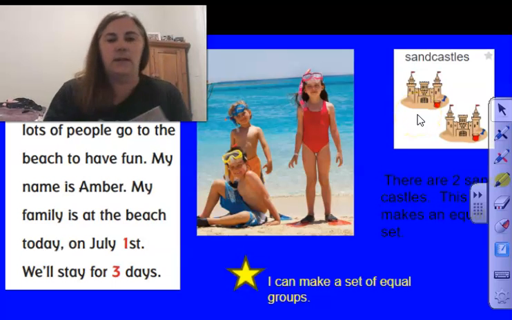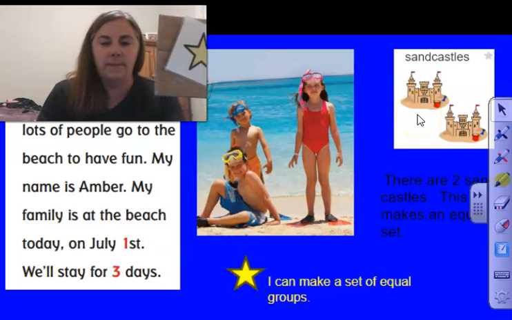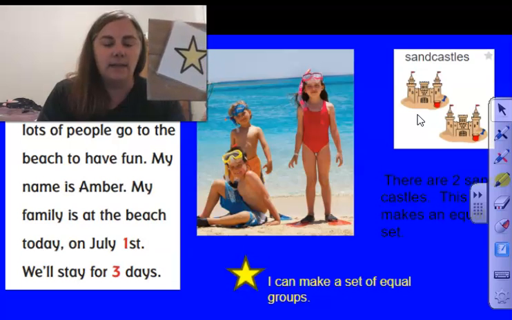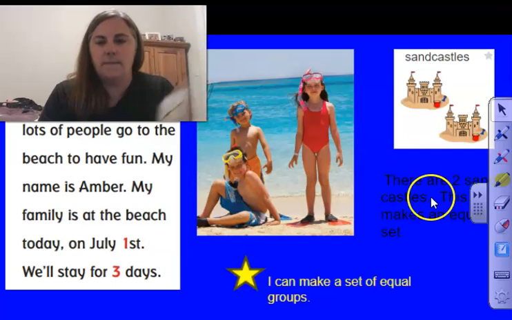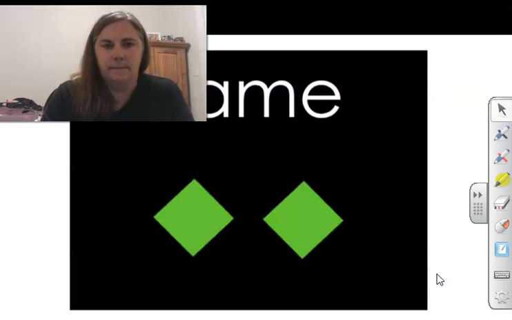All right, everyone, it's time to read. Let's read together. I can make a set of equal groups. Good job. They are the same. My sand castles were the same.